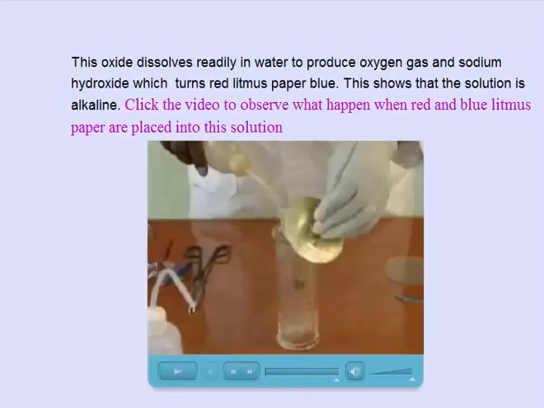This oxide dissolves readily in water to produce oxygen gas and sodium hydroxide, which turns red litmus paper blue. This shows that the solution is alkaline.